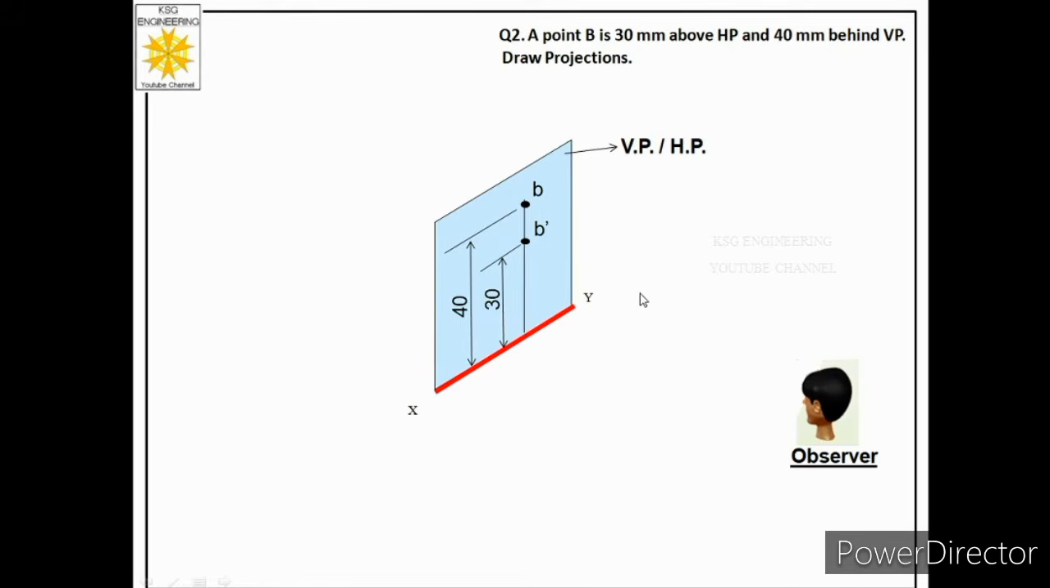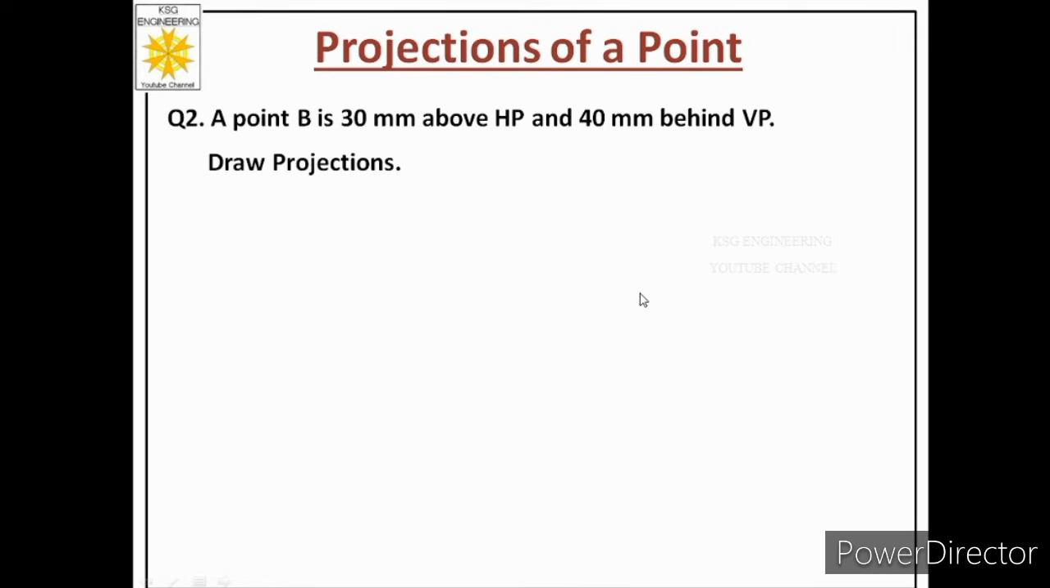Now let us see how we can attempt this problem on paper. So as we have discussed in the first case, that if we want to solve any problem on projections of a point, the very first step is we should identify the quadrant of the problem. So from these two words, above HP, behind VP, quadrant is clear. Quadrant is second quadrant.